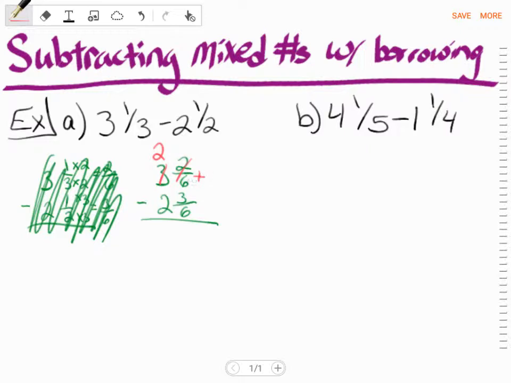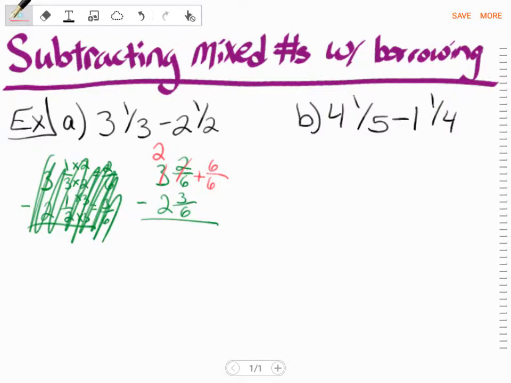I want to keep my denominator the same so it doesn't get all crazy and messy. I know that 6 over 6 is the same thing as 1. If I had a pizza cut into 6 pieces and I have all 6 pieces, I have the whole pizza. So 6 out of 6 is the same thing as 1. All I did is take 1 away from the 3, and I just added that 1 back over here as a fraction.